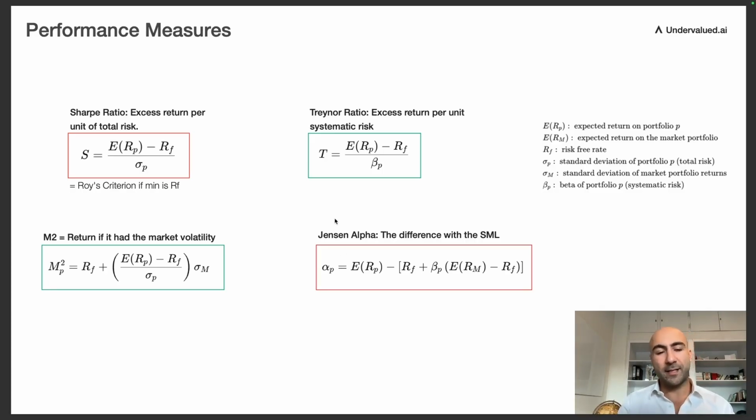But all this is based on the huge underlying assumption that markets are efficient.